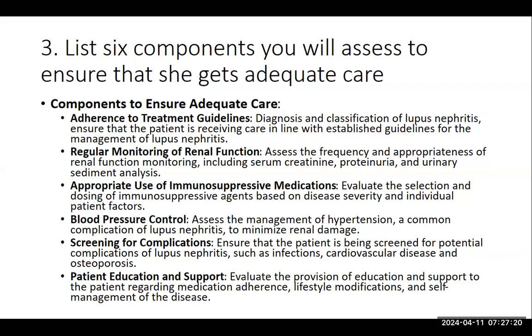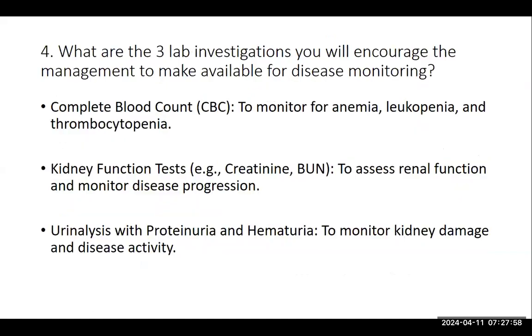Then screening for complications. We ensure that the patient is being screened for potential complications of lupus, such as infection. Infection is very common in patients with lupus nephritis, and then cardiovascular diseases and osteoporosis. So we identify whether she's being assessed for these conditions or not. And then we look at the patient's education and support. We have an in-depth interview with the patient and probably a caregiver, whether they are aware of the disease condition, and evaluate the provision of patient education and support regarding medication adherence, lifestyle, and self-care management.